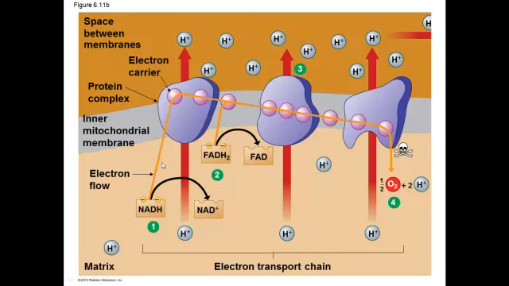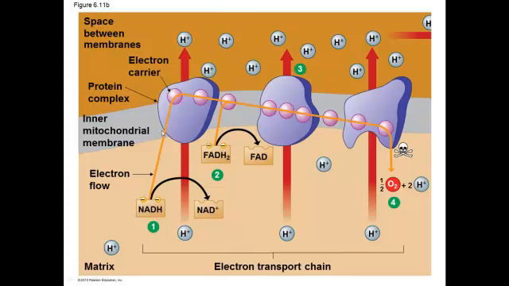The most important thing to remember is that between the space outside of the inner membrane, between the two membranes, and the matrix of the mitochondria, there is a gradient. We've talked about diffusion and osmosis and how water and hydrogen similarly will try to cross a membrane from a point of higher concentration to a point of lower concentration.